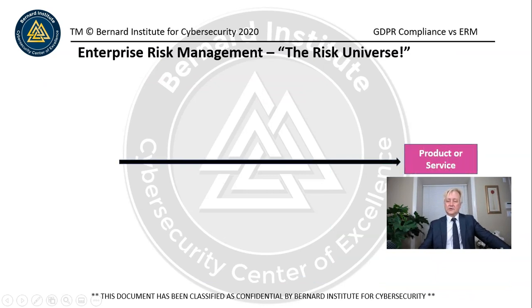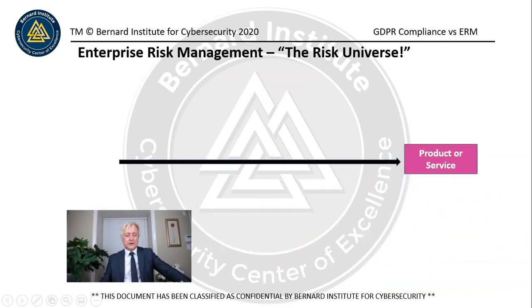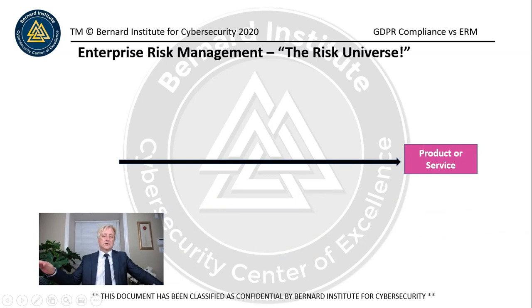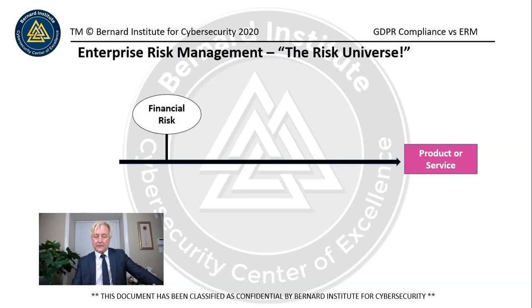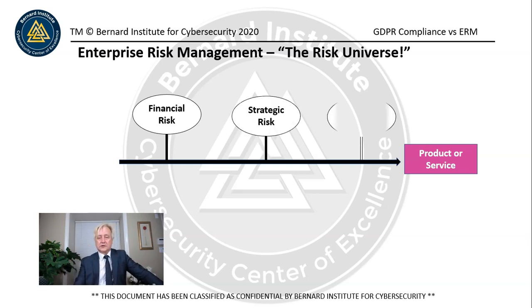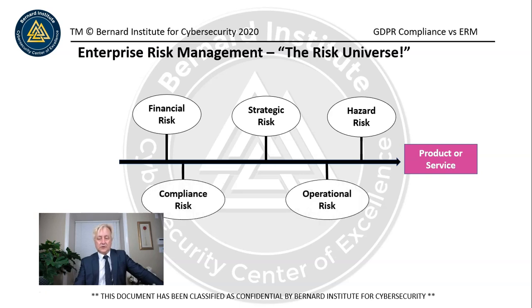Okay, the risk universe. So here's how I map out the risk universe. So I have a backbone. Let's draw a straight line with an arrow, and we're going to put your product and service at one end of it. So what is it that you deliver? What's the mission of your organization? Okay? Now, in the risk universe, and this is based on the COSO Enterprise Risk Management Framework, we have 5 key areas. So we have financial risks, strategic risks, hazard risk, compliance risk, and operational risk.